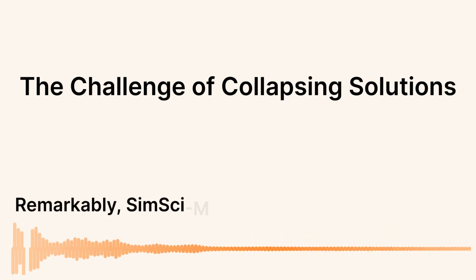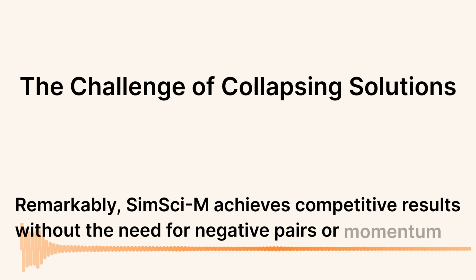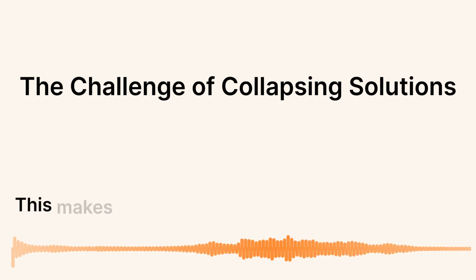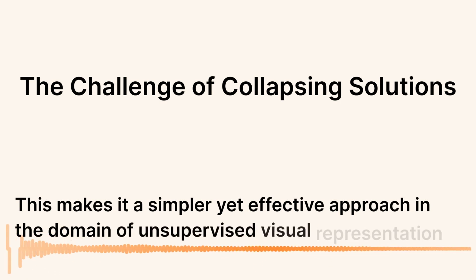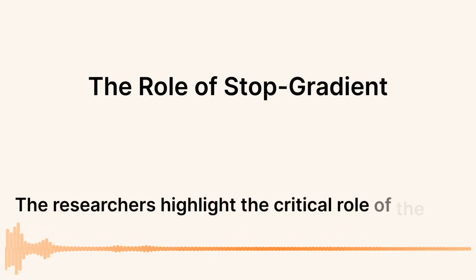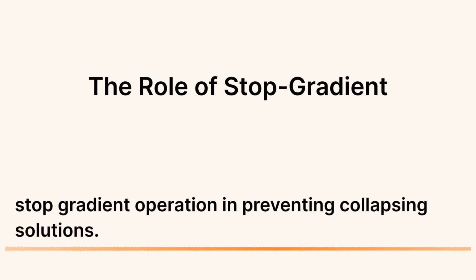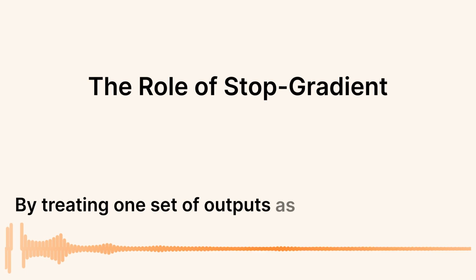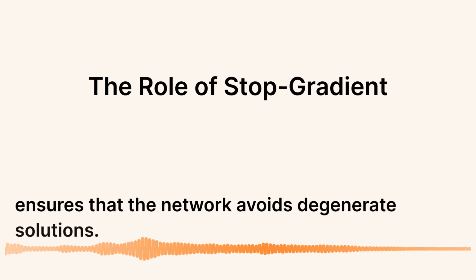Remarkably, SimSiam achieves competitive results without the need for negative pairs or momentum encoders. This makes it a simpler yet effective approach in the domain of unsupervised visual representation learning. The researchers highlight the critical role of the stop gradient operation in preventing collapsing solutions. By treating one set of outputs as a constant, it ensures that the network avoids degenerate solutions.